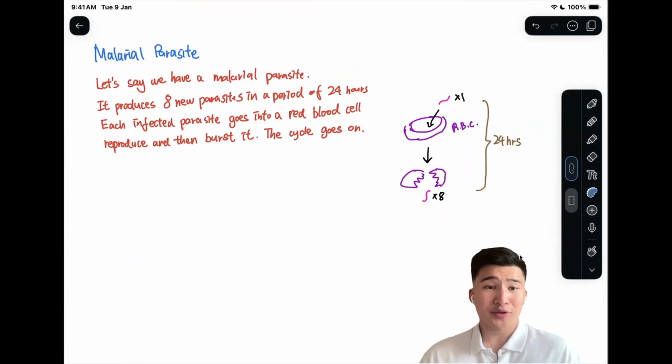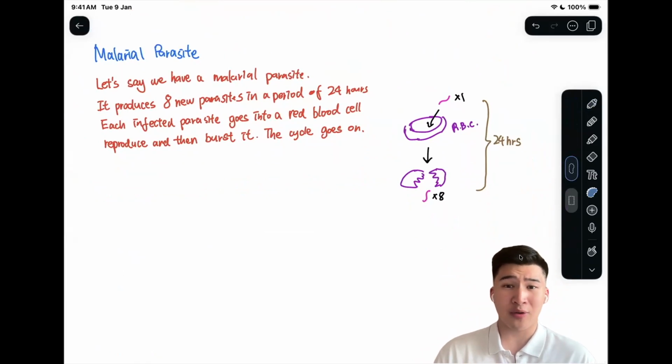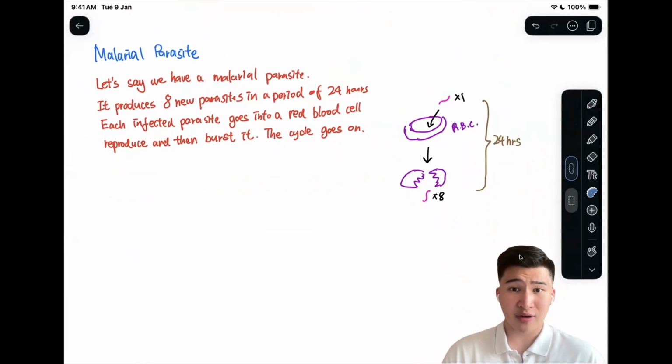Here's an example I want to try out with you guys. We're going to use the example of the malaria parasite. So we all know that malaria is a disease spread by mosquitoes, and it is pretty bad. It actually attacks our red blood cells. So let's look at the example here.